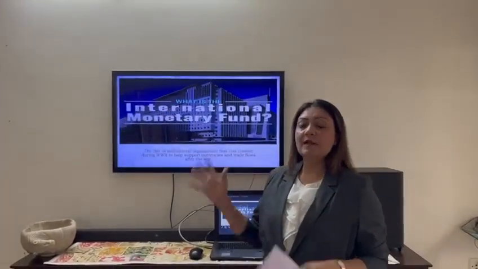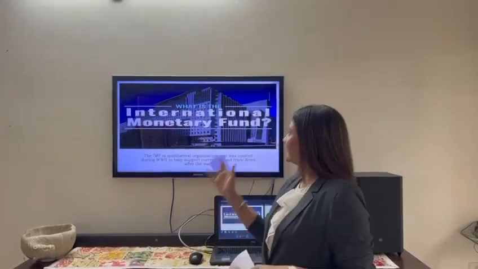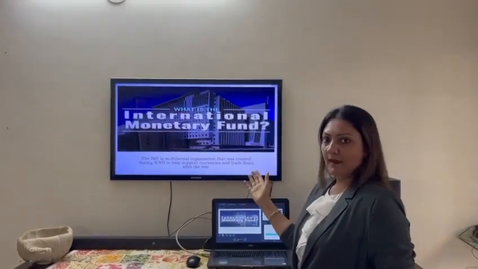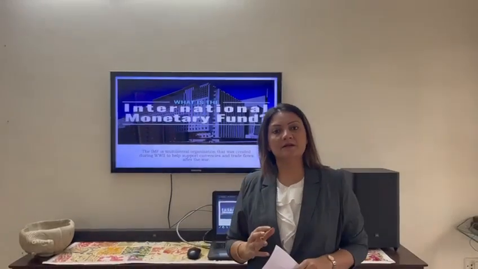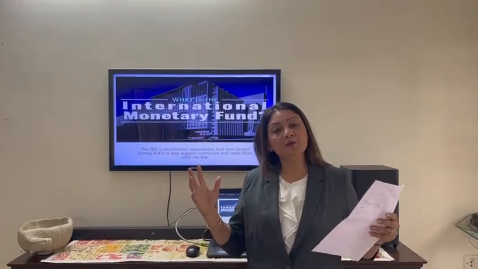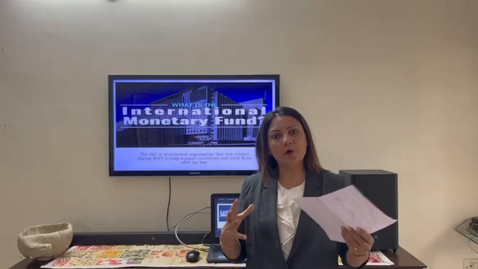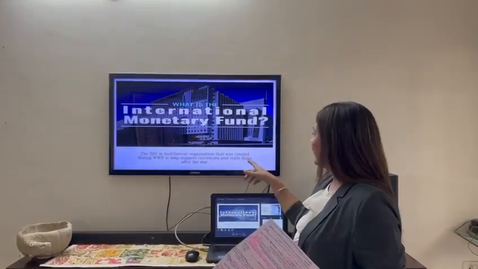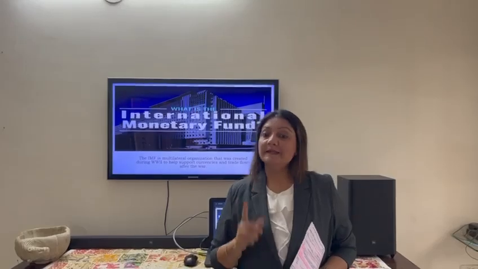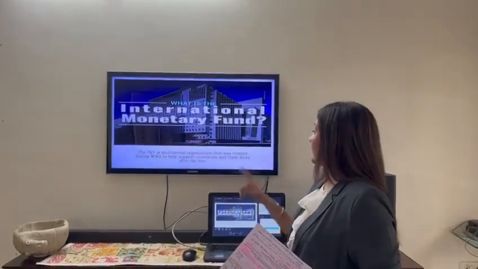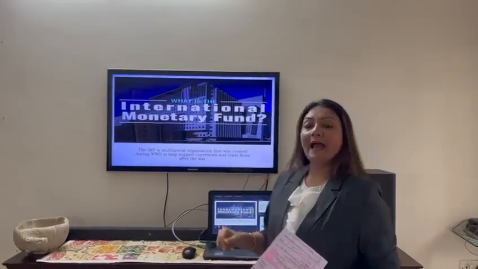First, let us understand what is IMF. IMF is the International Monetary Fund. IMF is a multilateral organization. A multilateral organization is where three or more parties come together to form one single organization. That was created during World War II. We had World War II in 1944 and it helped to support currency and trade for after the war.